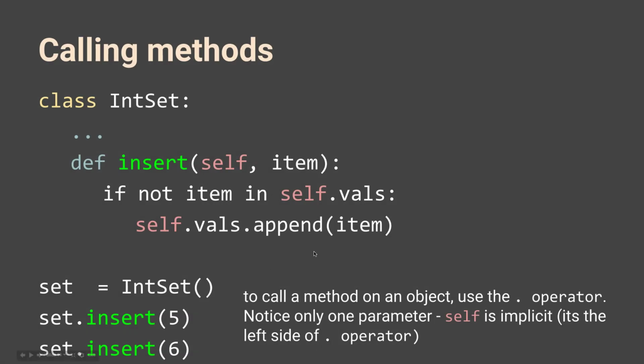So when we use this, here's where the self business, I think, starts to make a little bit more sense. When we say set.insert, remember list.sort, same idea, same syntax with this dot operator. When we say set.insert, the left-hand side of the dot operator is automatically passed in as self. So if I had set1 and set2, we would pass in the right one. So insert 5, insert 6 is going to insert 5 and 6 into the vals list of self.